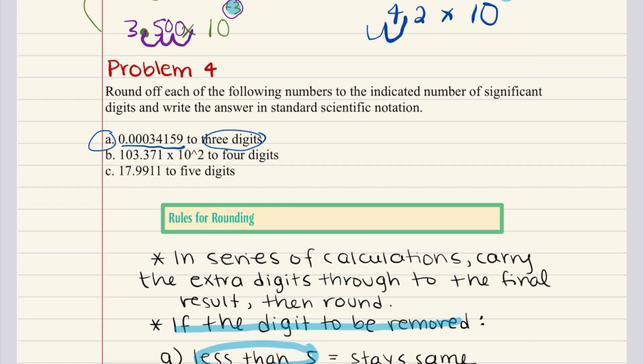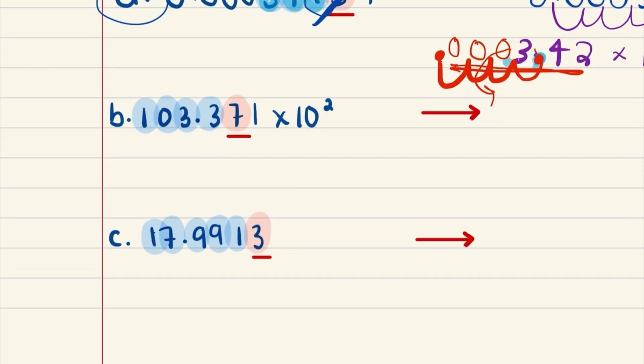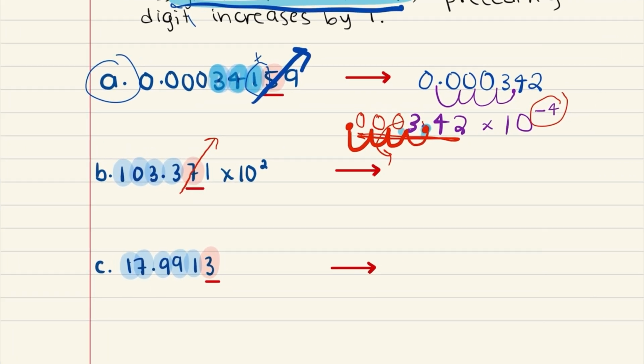Part B says, okay, here's our number. Round it to 4 digits. I have highlighted in blue the first 4 significant digits. 7 is going to be the first number that we eliminate. If the number to be removed is greater than or equal to 5, the preceding digit increases by 1. 7 is greater than 5, which means that this preceding digit gets increased by 1. All right, that gives us 103.4 times 10 to the power 2.